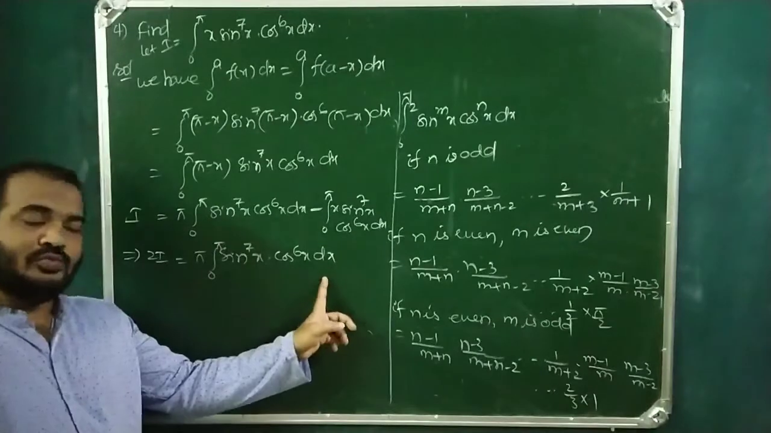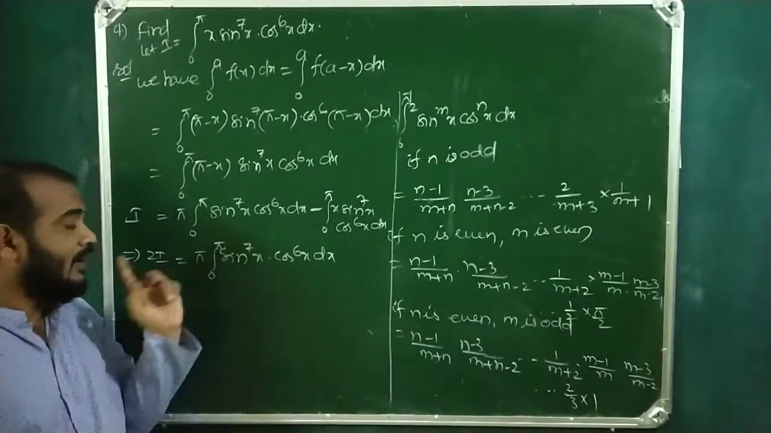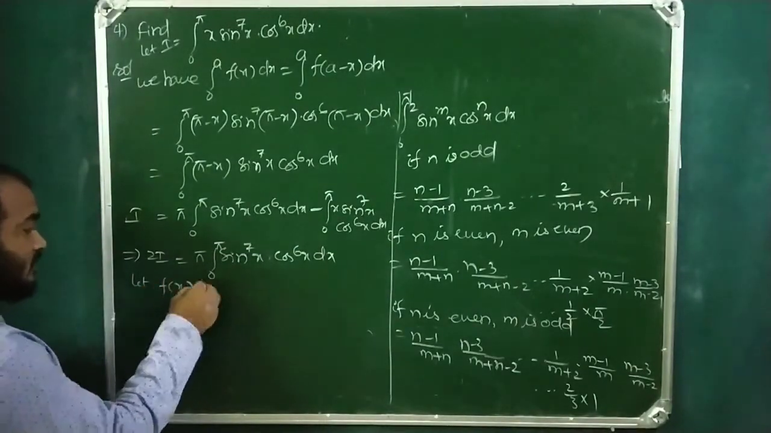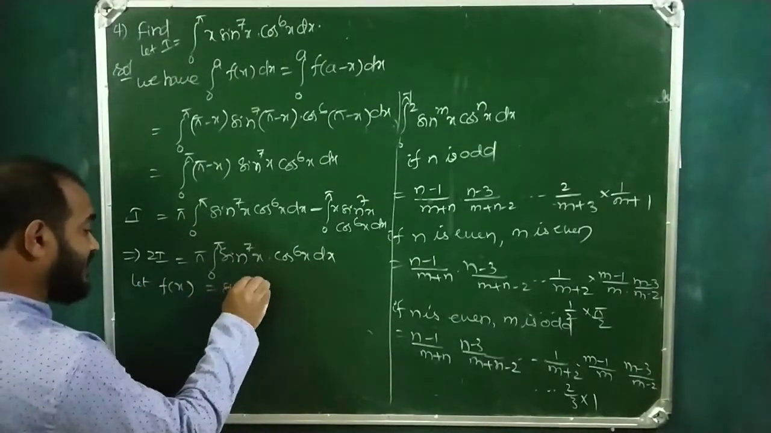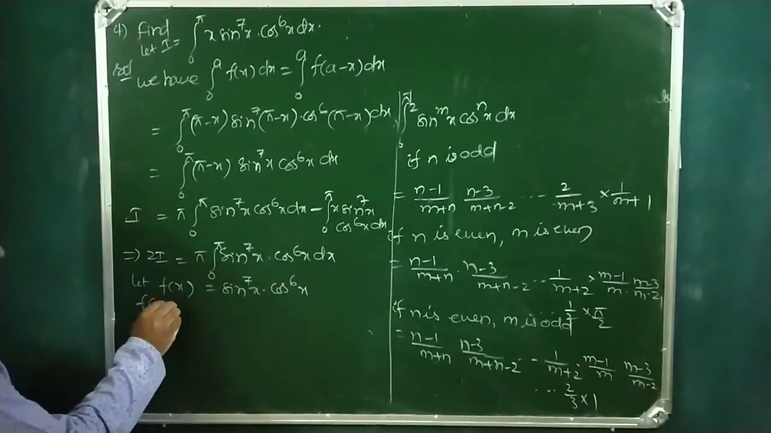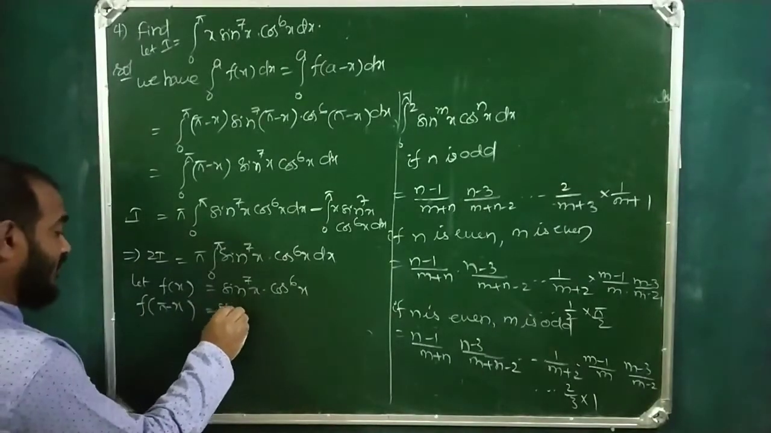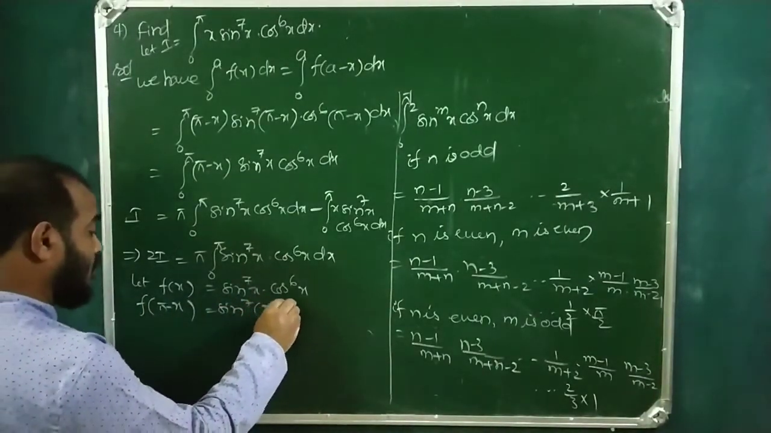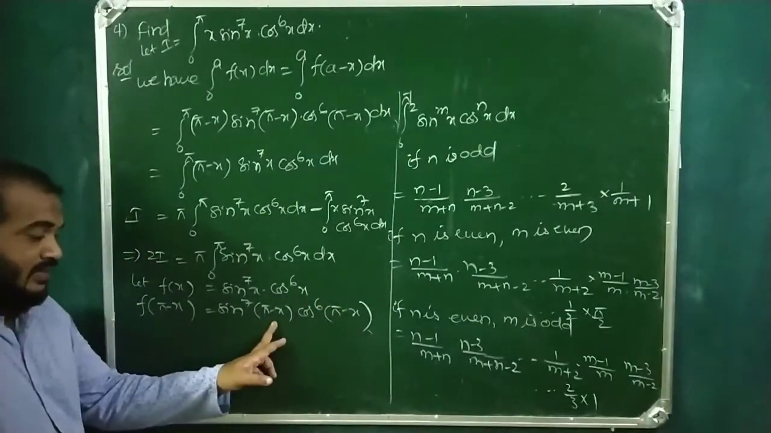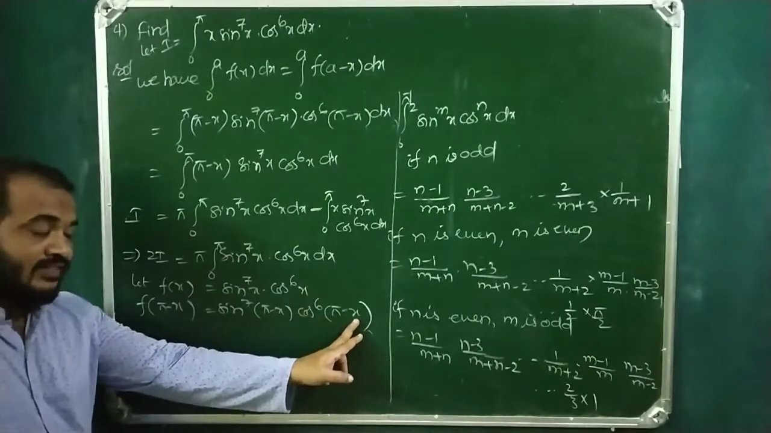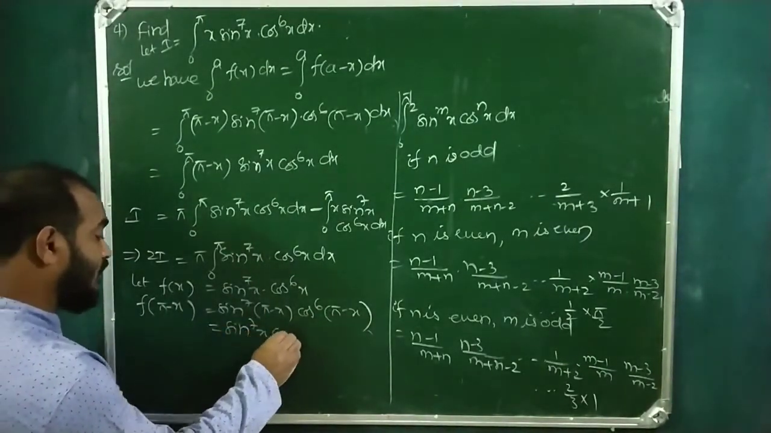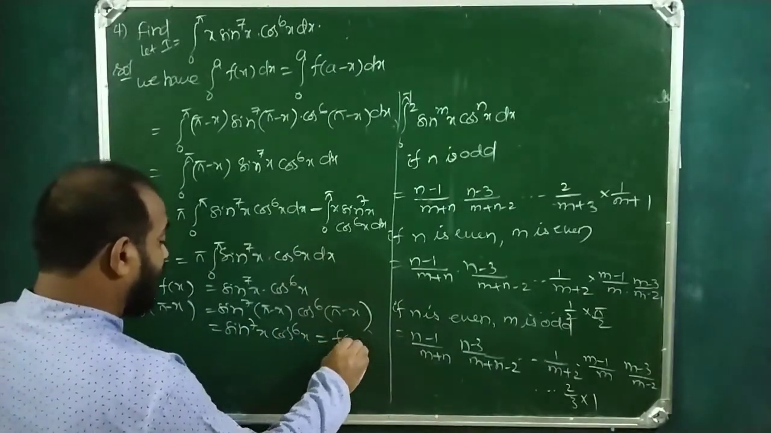Again, this is not in the regular format. Sine power mx into cos power nx dx is okay, but here 0 to pi by 2 is to be there. So let f of x is equals to sine power 7x into cos power 6x. Let us check f of pi minus x. So sine power 7 pi minus x cos power 6 pi minus x. Sine 180 minus x is sine x, but cos 180 minus x is minus cos, but even power makes positive. So sine power 7x into cos power 6x. This is f of x only.